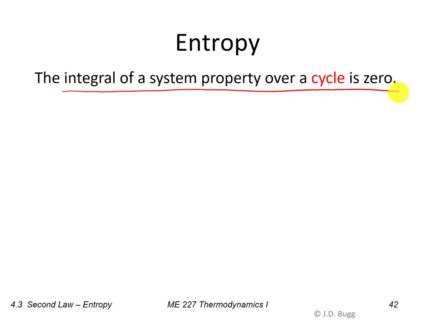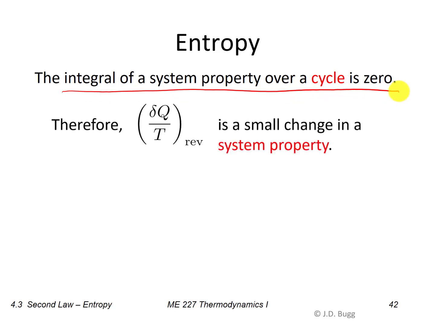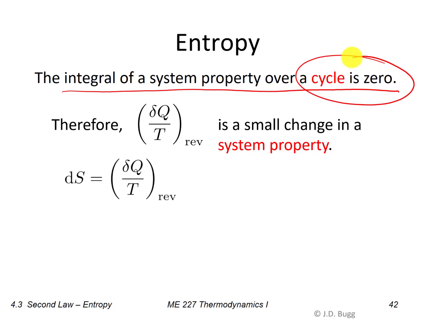Well, we've just found something that has that characteristic. We just looked at the integral of delta Q over T for a reversible cycle. That was for the Carnot cycle. And we found out that came out to 0. So we're going to do this in reverse. We're going to say we've identified something which follows this characteristic, and so it must be a system property. So we need to give that system property a name, and the name that we give it is entropy. So we identify a small change in this system property as being delta Q over T for a reversible path.